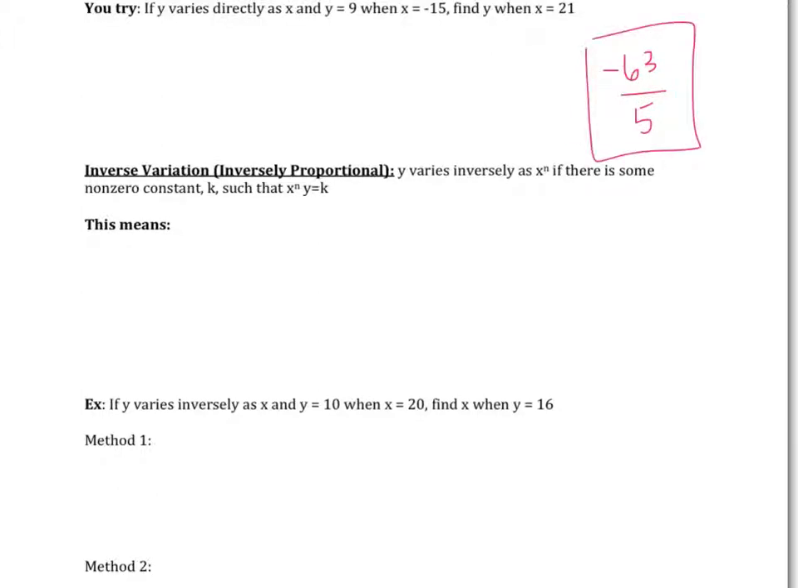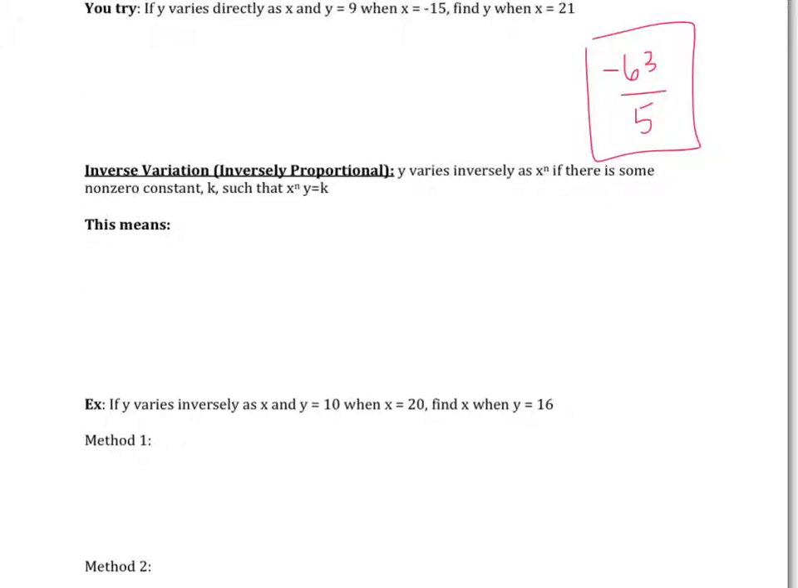After direct variation, we have inverse variation, which is the same as inversely proportional. This means that x and y are changing in opposite directions. As x is getting bigger, y is getting smaller. As x is getting smaller, y is getting bigger. y varies inversely as x to the n if there is some non-zero constant k such that x to the n times y equals k.